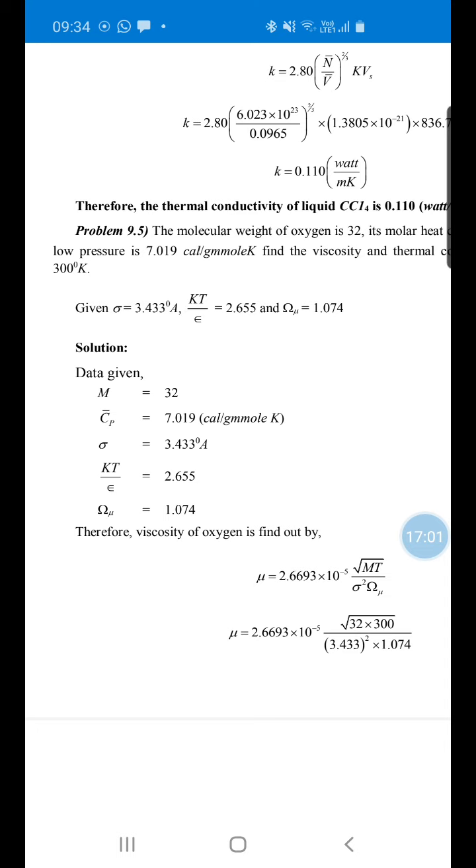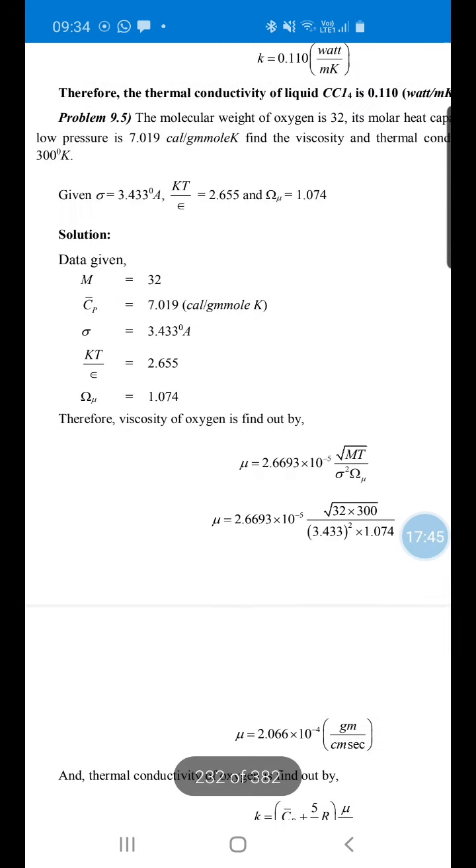The value of sigma is given, kT by epsilon is given, and omega mu is given. So what is the difference between omega mu and omega k? Keep in mind, if omega mu is given, you have to use the equation for viscosity, because these are the Lennard-Jones constants related to finding the viscosity term. When omega k is given, then you can directly use those values for finding the thermal conductivity. So omega mu is given, so we'll use the equation of viscosity that we studied earlier, that is mu is equal to 2.6693 × 10 raised to minus 5 square root of M T upon sigma square omega mu.